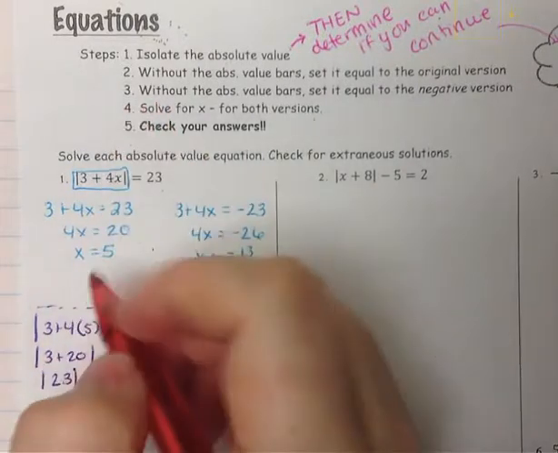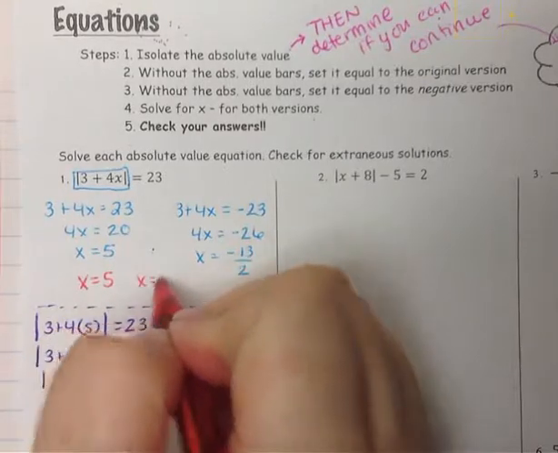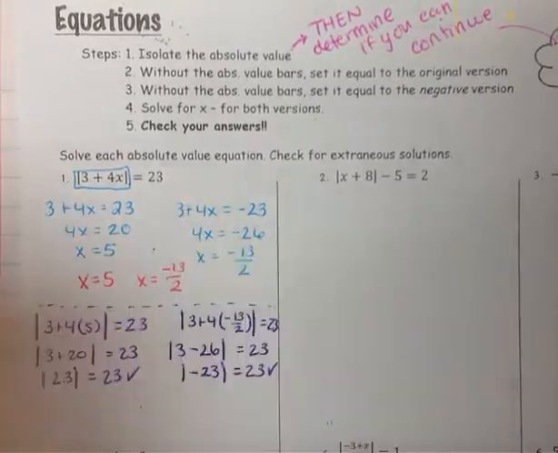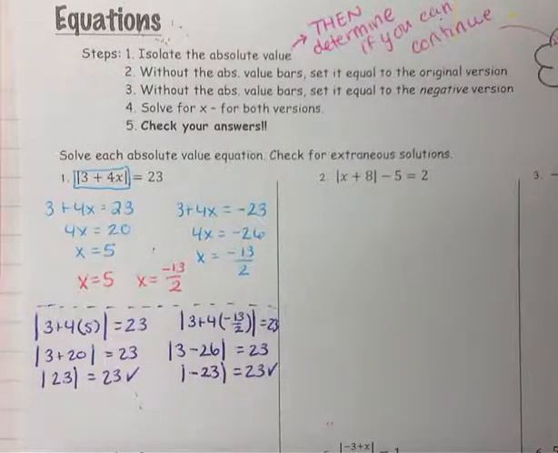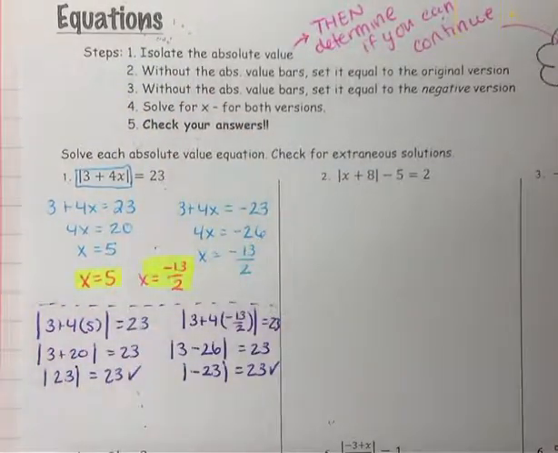That means I can rewrite them. I'm going to rewrite them in red: x is equal to 5, and x is equal to negative 13 over 2. And that means I can highlight these as my answers because they did work in the check. This is why we have to check them, because you could end up with extraneous solutions.